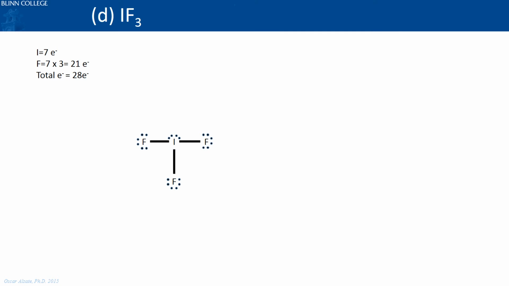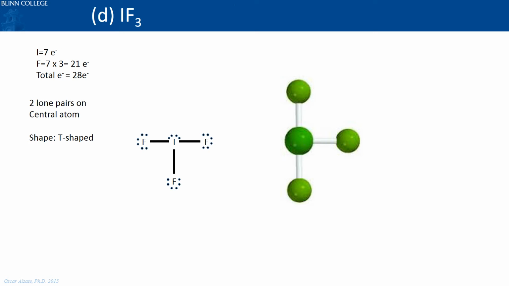Iodine is below the 3rd period, so it actually has an extended valence shell in the d orbital. So it can actually have more than just 8 electrons. There are 2 lone pairs on this central atom, which can help us figure out our shape. We can actually use the same 3D rendering to represent this molecule just like the other one, and it is too a T-shaped.